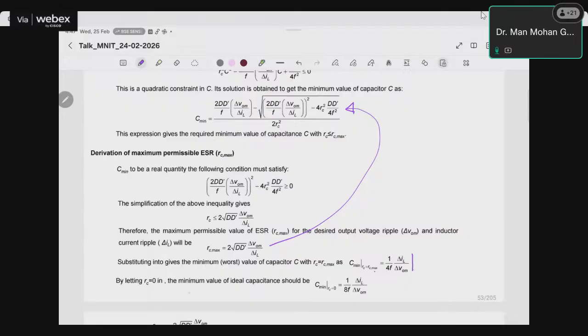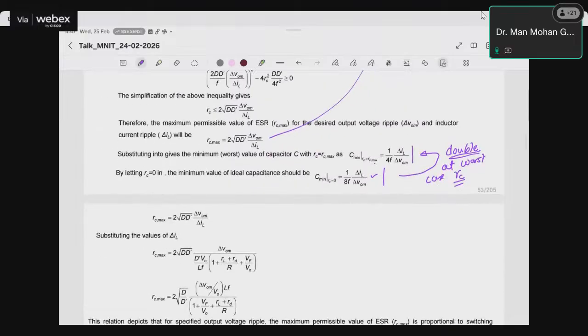And what was the value for RC equal to 0? This was the value for RC equal to 0. It means the required value of capacitance becomes double at worst case RC. So, see the impact. If we neglect the inclusion of RC, and we just choose the value of capacitance to be very tight using the ideal formula, then the performance of the converter may deteriorate, and how it will deteriorate will be decided by these expressions.